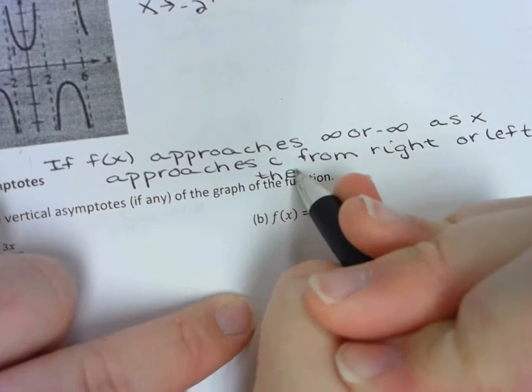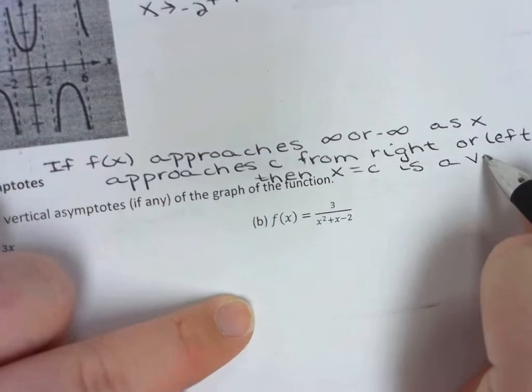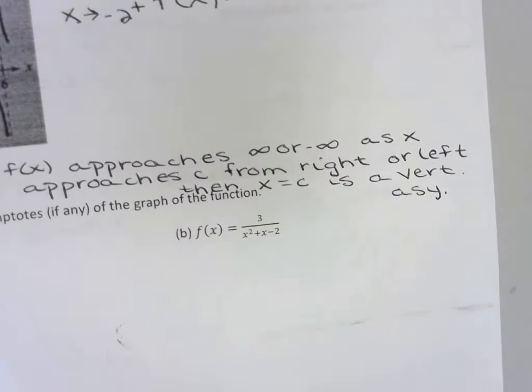then x equals c is a vertical asymptote. So we're just putting into words what we just talked about with the example. As I'm approaching from the left or right some x value, and I'm approaching infinity or negative infinity, that means the y values get bigger negatives or bigger positives, so I have to have a vertical asymptote at the line x equals that number. Because to approach infinity or negative infinity, an asymptote means it's going to get bigger, or smaller.